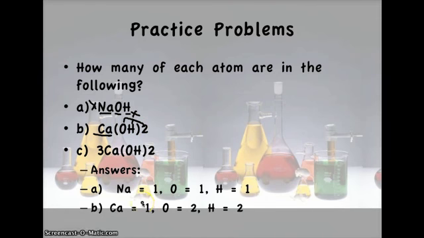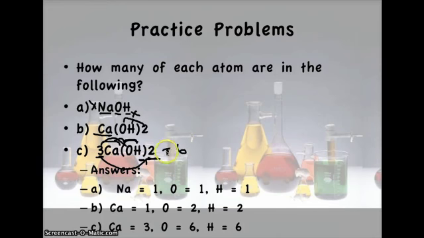The last one is definitely the trickiest. If we take a look at this 3, if you remember this distributive property from your algebra class, this 3 is going to distribute all the way through to all 3 of these atoms. So we're going to have 3 calciums because of this 3. This 3 is also going to influence the oxygen and the hydrogen. Notice on the other side we've got a 2 right here. So 3 times 2 will give you 6. So we actually have 6 oxygen and 6 hydrogen. So if you see the answer right here, that should help explain it.